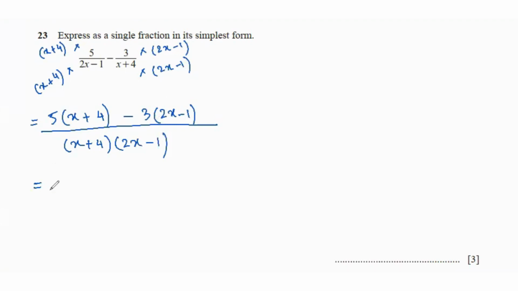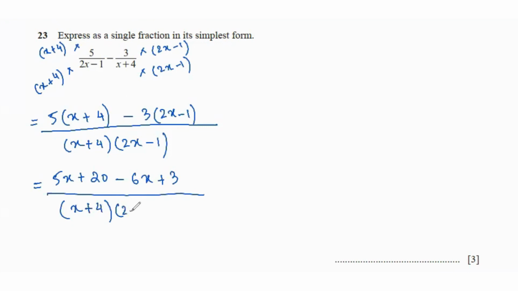So expand the brackets in the numerator. 5x plus 20 minus 6x plus 3, divided by x plus 4 over 2x minus 1. Combine the like terms. 20 plus 3 is 23, and 5x minus 6x is x. And this is our fully factorized version in its simplest form.